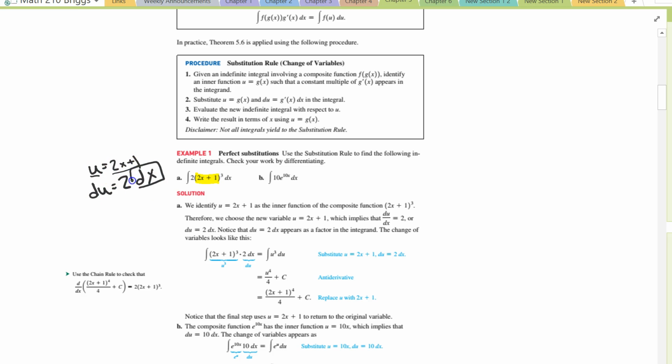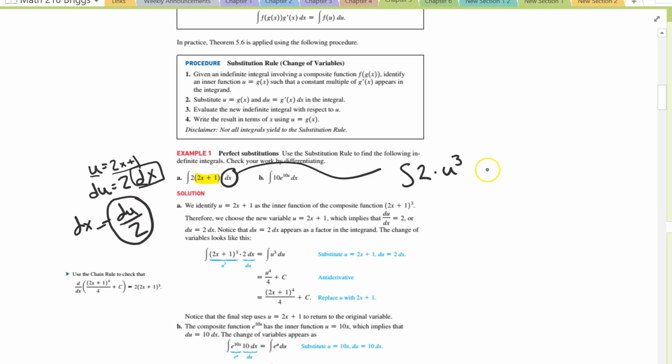and this dx is very important. This dx then can be written as dx is du over 2. So that can be replaced with this dx. And then you end up with the integral of 2 times u cubed times dx. You want to write that in terms of du. So in this case, the 2's are going to cancel, and you're going to end up with the integral of u cubed with respect to u.